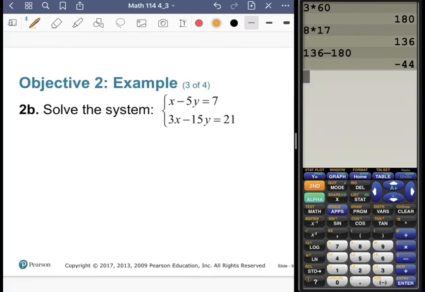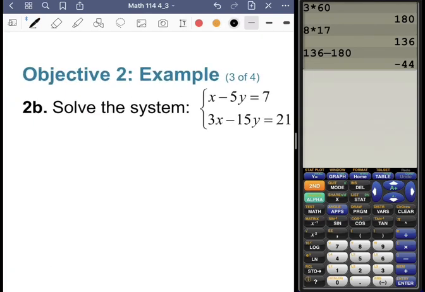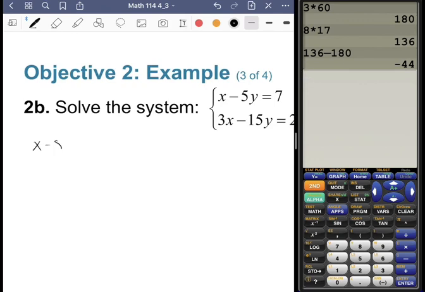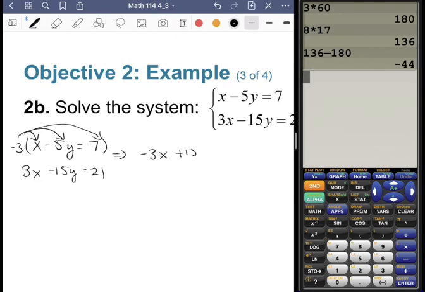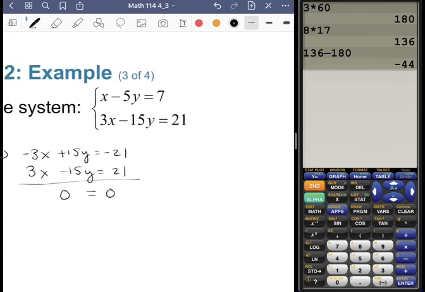So let's do the next one. Again, it's already in standard form. They were kind enough to start us with that. So I have x minus 5y is equal to 7, and 3x minus 15y is equal to 21. Again, I'm going to use the top one to multiply. So I'm going to multiply everything by negative 3 and distribute on this one. Then I have negative 3x plus 15y is equal to negative 21. Then I have 3x minus 15y equals 21. And look at that. 0 equals 0.